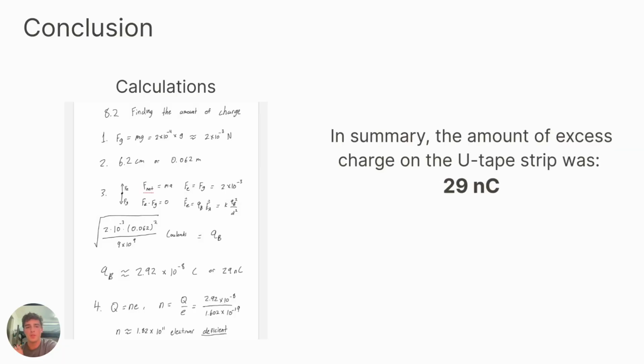Conclusions. So here are the calculations that I used, which we also ran in the GlowScript program to find the charge. And in summary, we found that the amount of excess charge in the U-tape strip was 29 nanocoulombs.